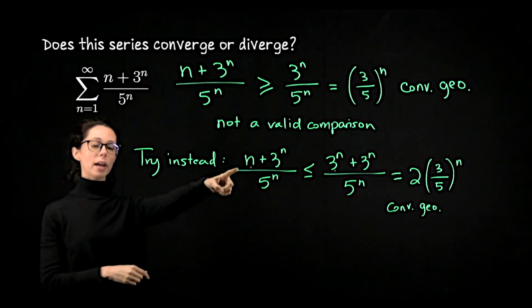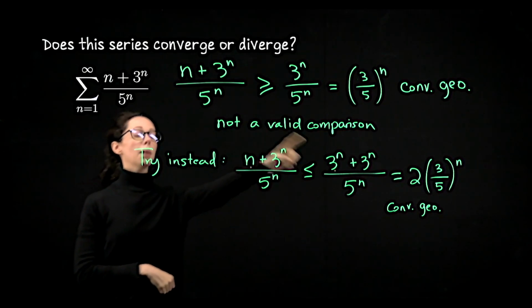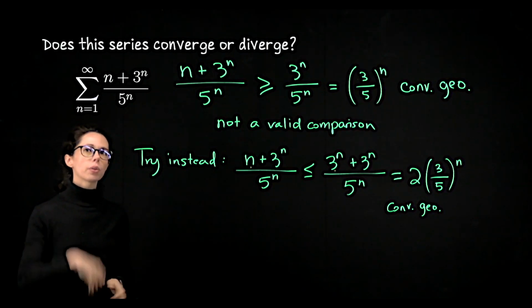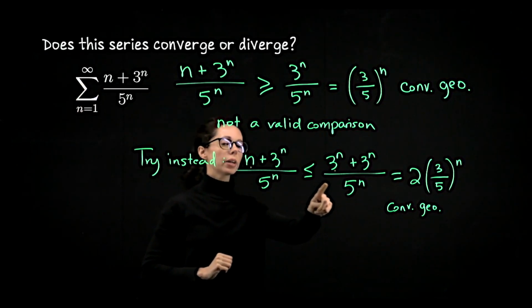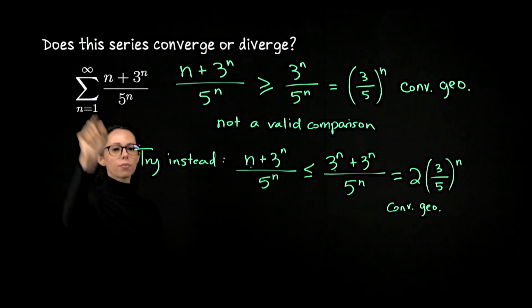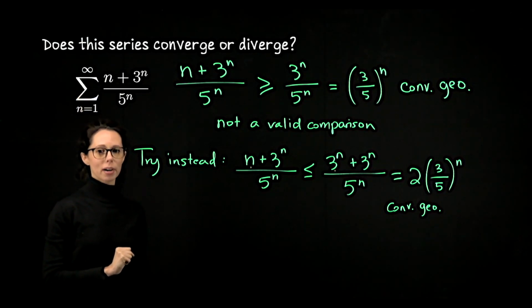So by making the correct replacement for n, going up in size, we are able to show that our original series is less than or equal to something that we know to converge, and therefore this series converges by the ordinary comparison test.